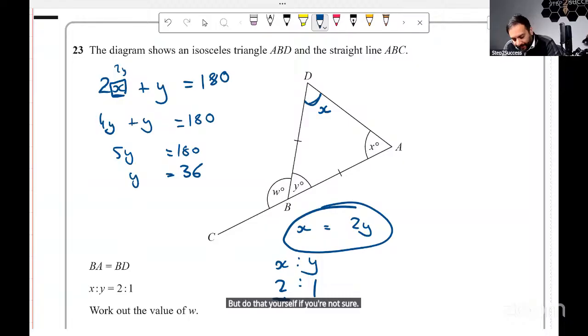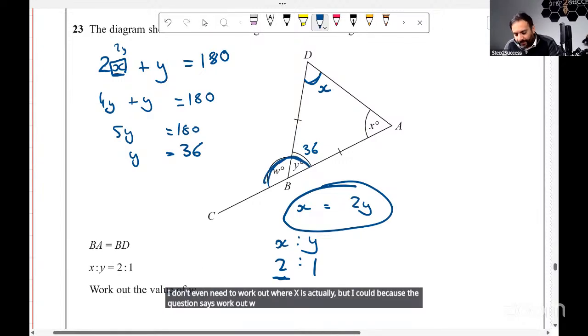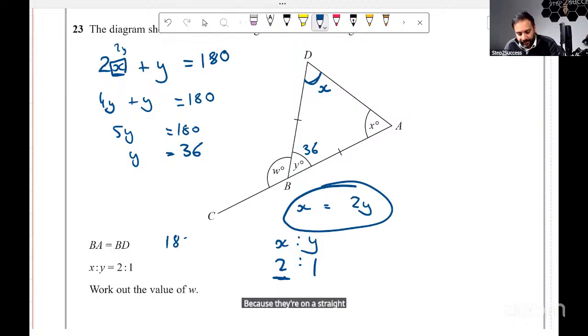That means I figured out that y is 36. I don't even need to work out what x is actually, but I could, because the question says work out w. W and y add up to 180 because they're on a straight line. So you do 180 take away 36 now, and you will have your answer.